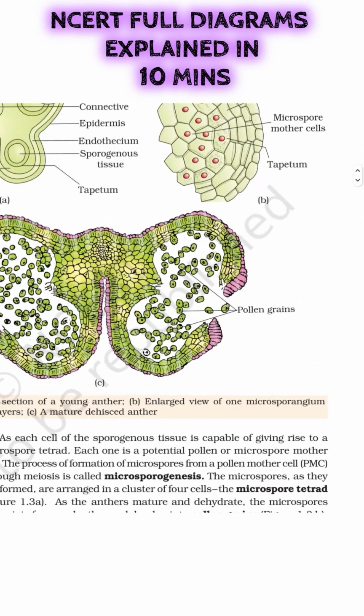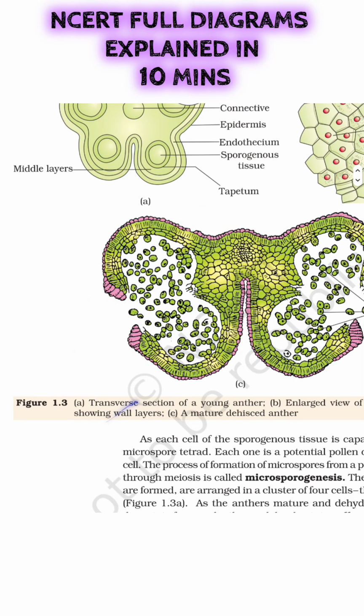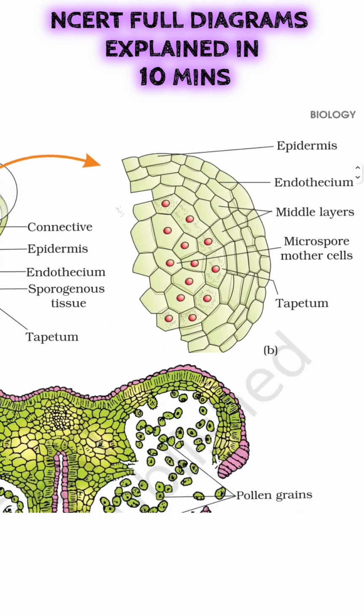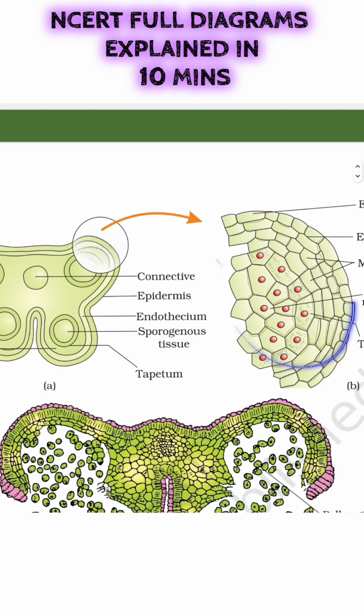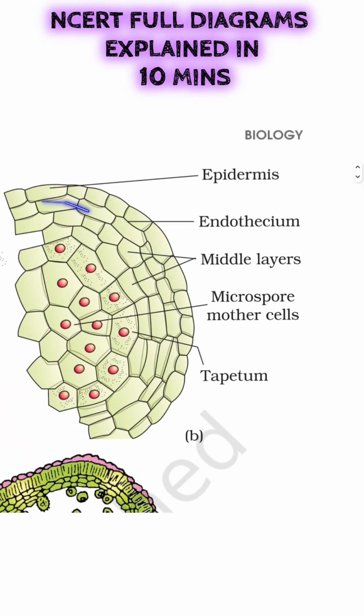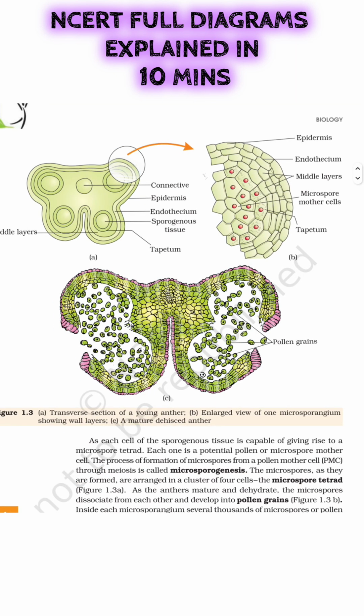Now in B part of this, it is told that it is the enlarged view of one microsporangium showing wall layers. So this is just a part which is being shown in a large way, that is in a microscopic way. Here you can see the epidermis, endothecium, middle layers, microspore mother cells. Then you can see the tapetum, and that's all in that case. That is B part. C part shows a mature dehisced anther. You can see the mature dehisced anther with pollen grains here. It is almost a butterfly shaped structure.